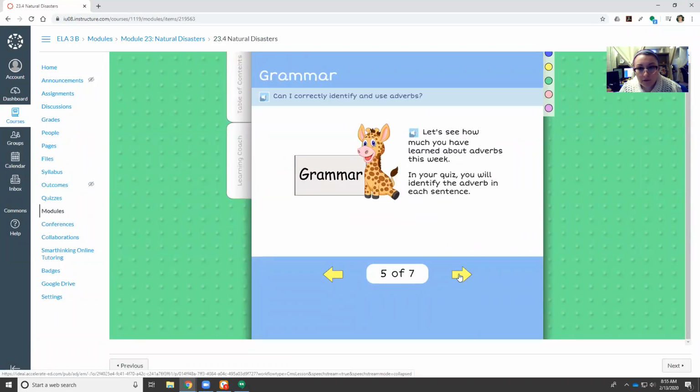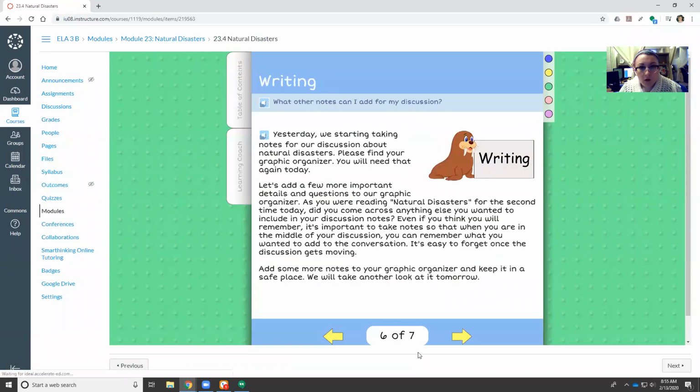Grammar, you're taking the quiz on adverbs. Writing, so yesterday we started taking notes for our discussion about natural disasters.